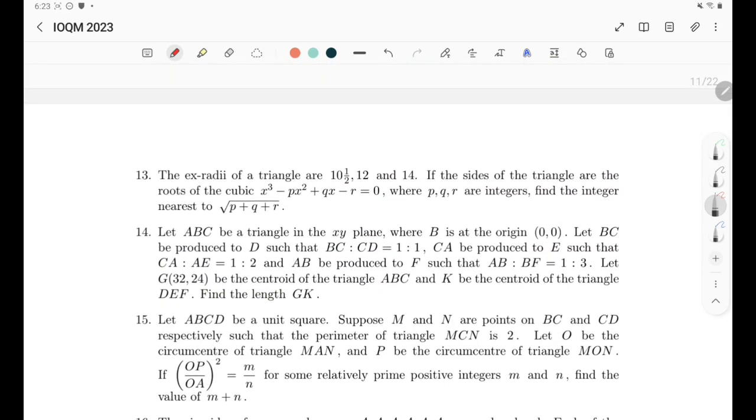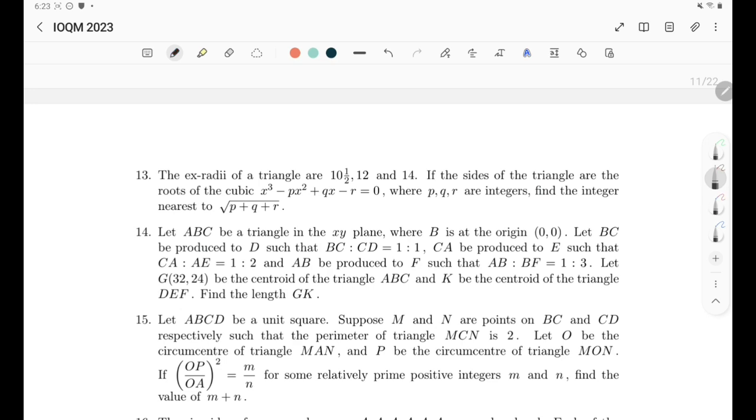Okay, we're done with that page. Let's move on. Okay, question 3, geometry question. The exradii of a triangle are 10.5, 12, and 14. And they gave us that the sides of the triangle, A, B, and C, are the roots of this cubic equation. P, Q, and R are integers. Find the integer nearest to root P plus Q plus R. Okay, so this question is about the exradii.